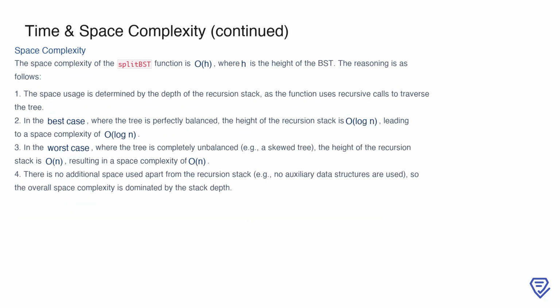The space complexity of the split BST function is also O(h), where h is the height of the binary search tree. This is due to the recursive nature of the function, which relies on the recursion stack to traverse the tree. In the best-case scenario of a perfectly balanced tree, the height of the recursion stack is O(log n), leading to a space complexity of O(log n). On the other hand, in the worst-case scenario of a completely unbalanced or skewed tree, the height of the recursion stack becomes O(n), resulting in a space complexity of O(n). Since the function does not use any additional data structures or auxiliary space beyond the recursion stack, the overall space complexity is entirely determined by the stack depth.